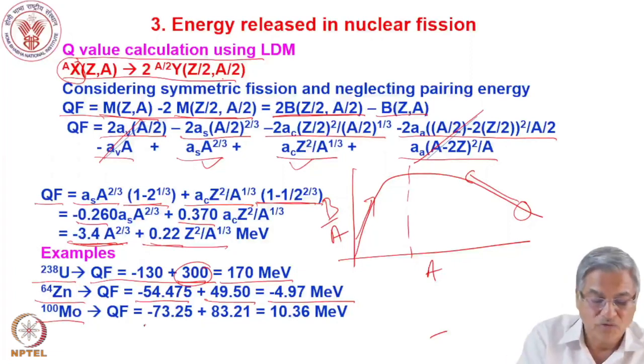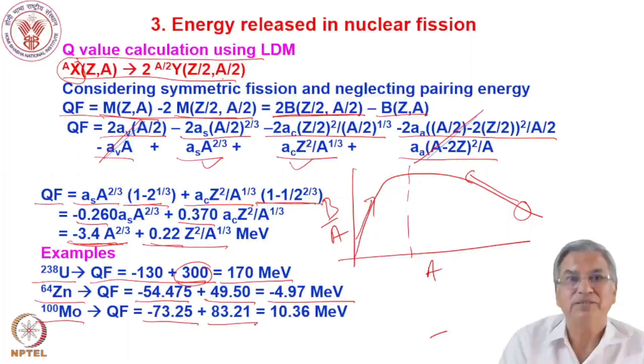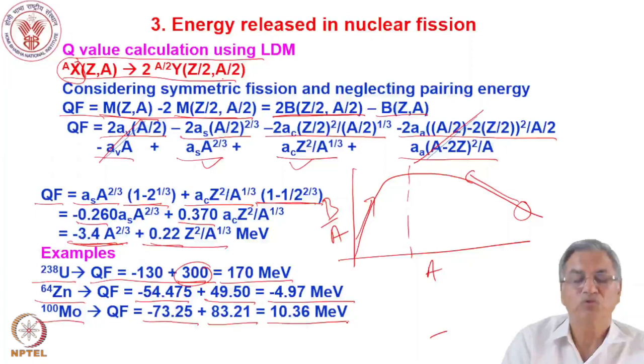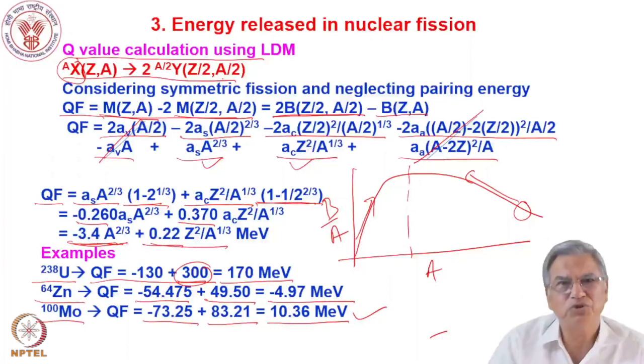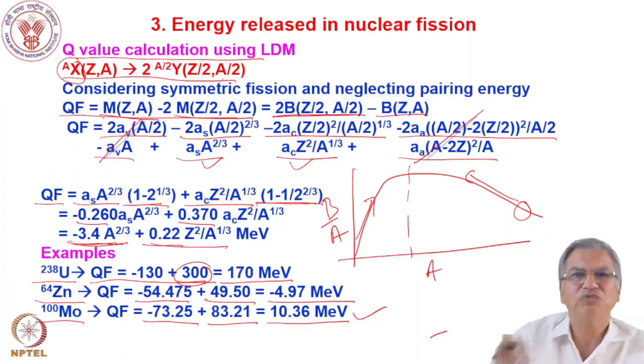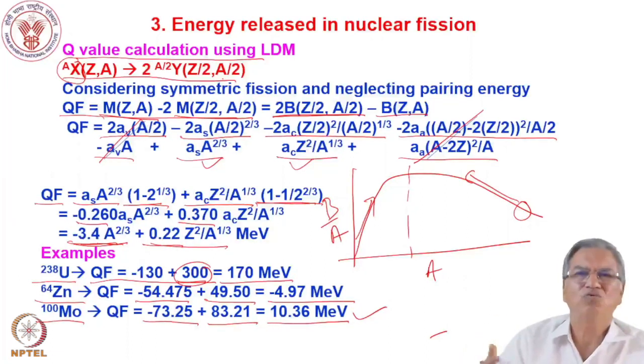like molybdenum 100, Q fission will be surface energy term minus 73.25 plus 83.21, that is equal to 10 points. So, this molybdenum 100 fission, though you can see Q value wise it is positive, you will find that for the fission to take place, there is a barrier. If you recall, we explained that for the spontaneous fission, it has to cross a fission barrier, which is a resultant of the change in the surface energy and Coulomb energy, and the fission barrier is much higher than this Q value, and therefore the half-life for this will be very, very high. You don't see them. So, energetically it may be possible, but practically you don't see it.